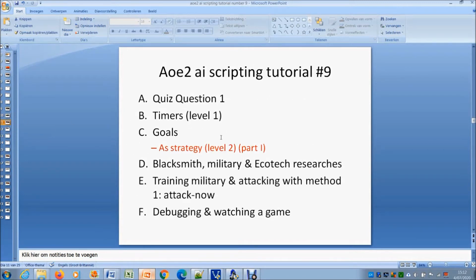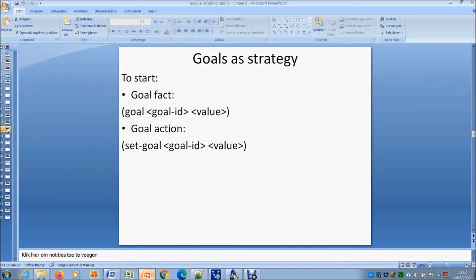We will start with goals part 1: goals used as strategy, which uses level 2 programming. In level 2 programming, there is a goal fact. Goal checks a goal ID and then a value, and then there's a goal action. You set a goal of a certain goal ID to a certain value.